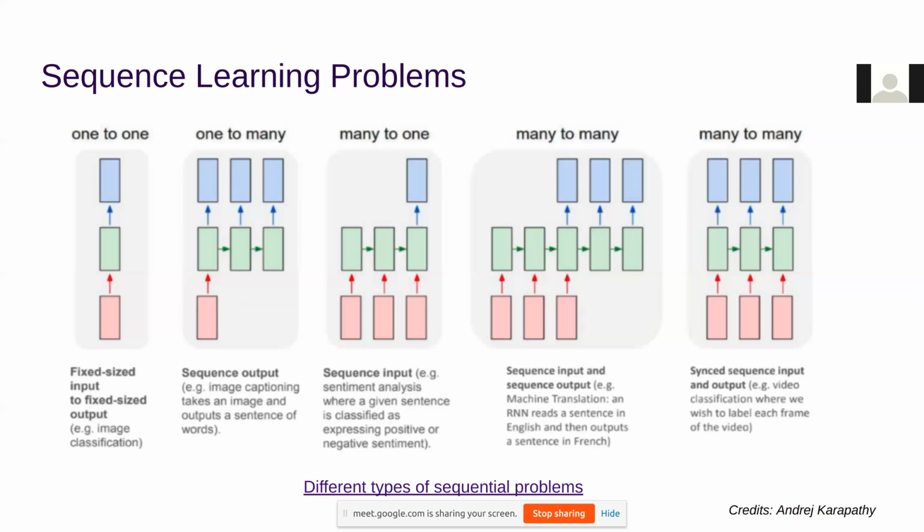However, the input is a single image which is fixed. The other possibility is that the input is of variable length, but the output is fixed. That is many to one.